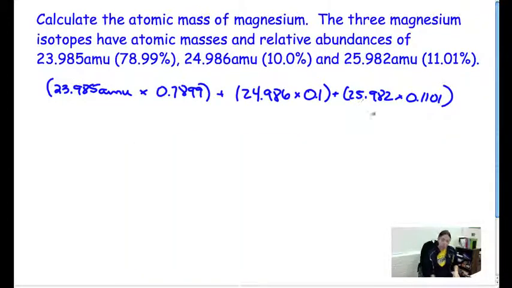You should get 24.30 AMU. If you look on the periodic table, it's very close to that. Now, one thing to remember again is that these are decimal numbers. Average atomic masses on your periodic table are always decimal numbers because they are a weighted average. They're not this mass number plus that mass number. They are these already decimal masses times their weighted average.